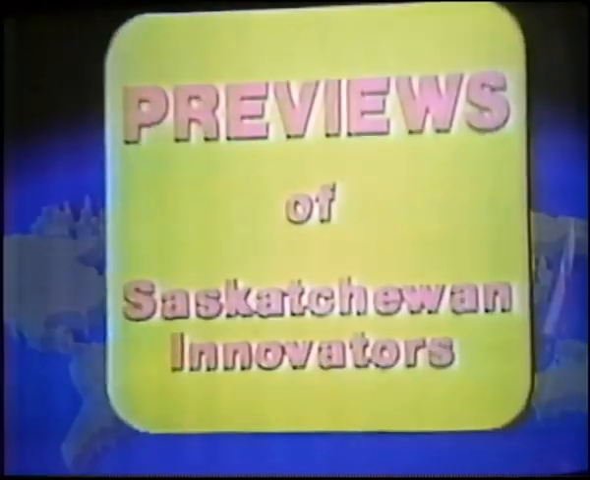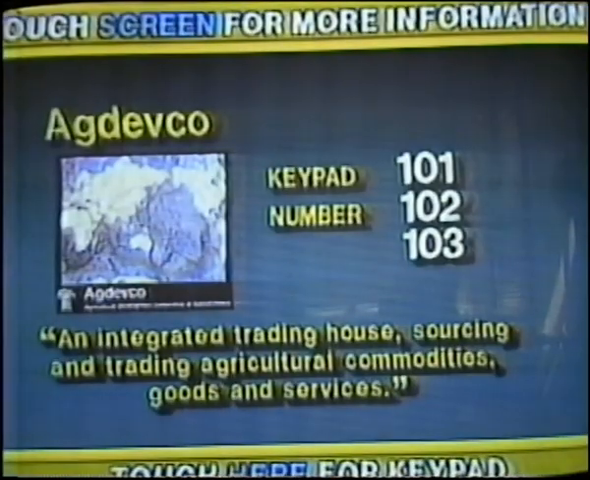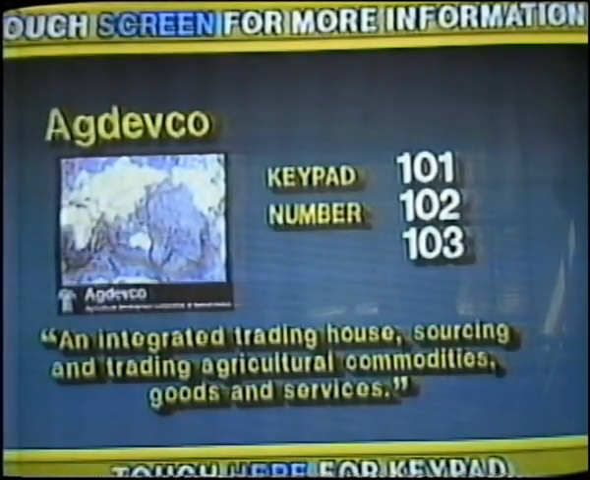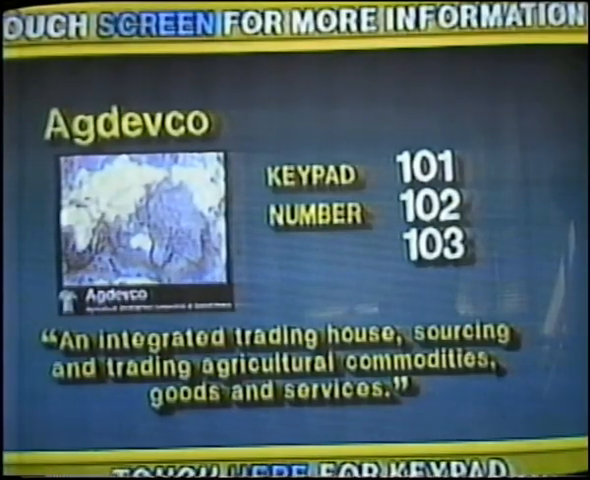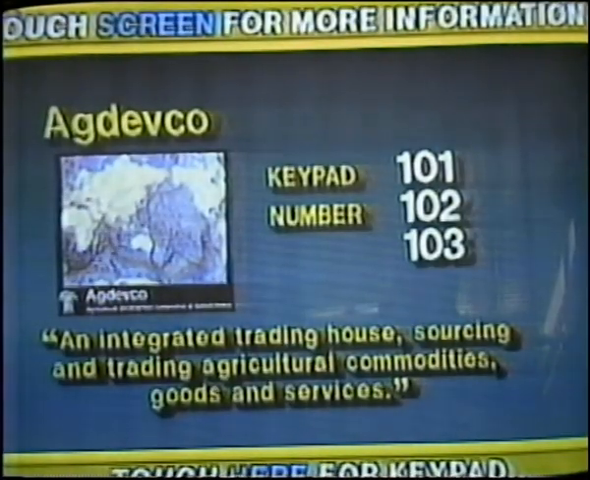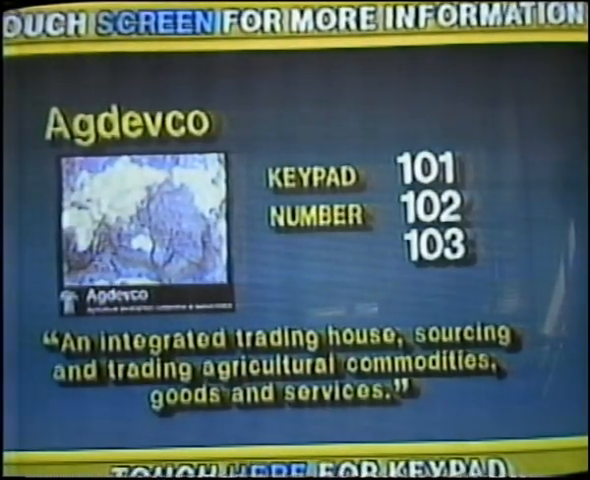Each company is carrying a 30-second spot. As we'll see if we allow this to move along by itself, if the system is not touched, it will billboard the companies in a random fashion. AgDevCo, an integrated trading house, sourcing and trading agricultural commodities, goods, and services.